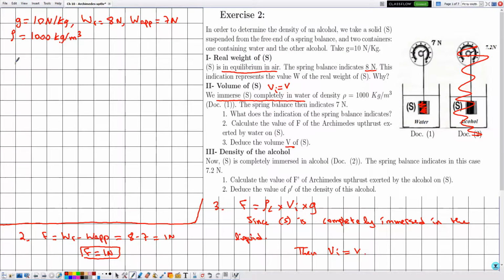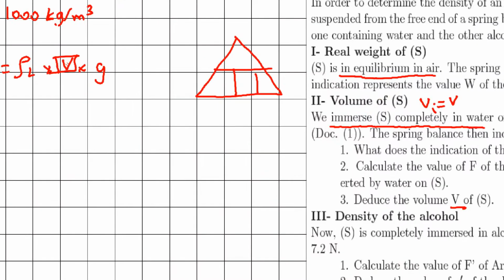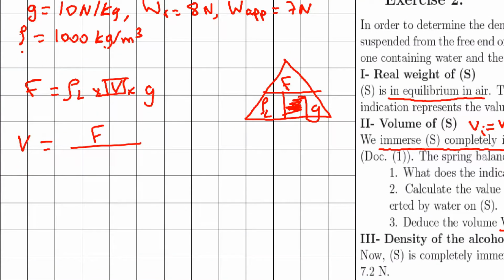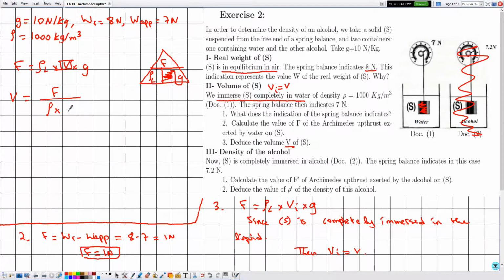So we have that F is equal to the density of the liquid rho L multiplied by V multiplied by G, knowing that we are interested in calculating the value of V. So constructing the triangle of this formula, here because we have multiply, then F will be at the top, rho L, V and G at the bottom. We are interested in calculating V. So V is equal to F divided by the density of the liquid, which is denoted here in this case to be rho, which is water, multiplied by G.